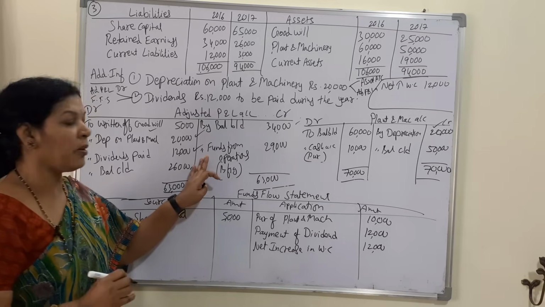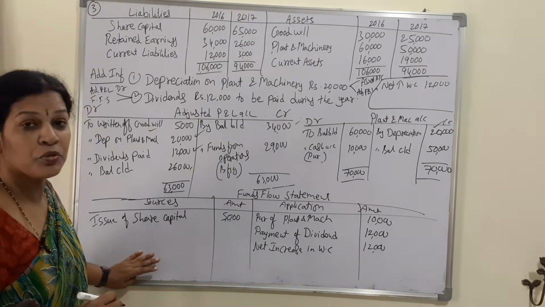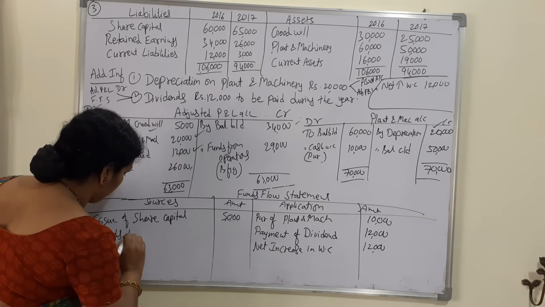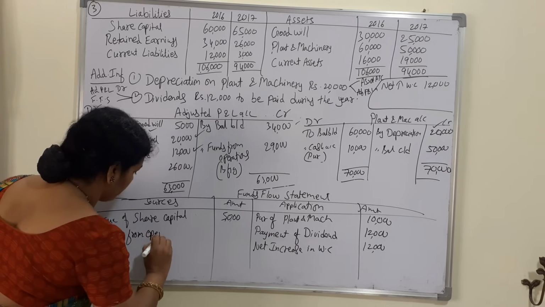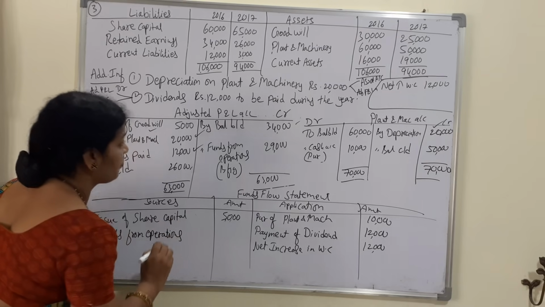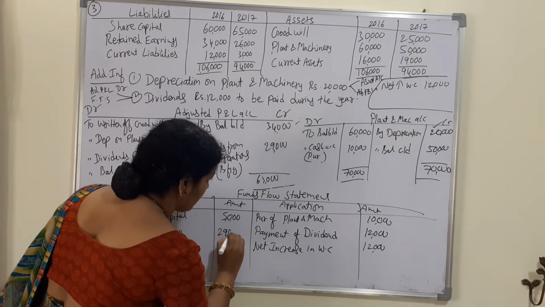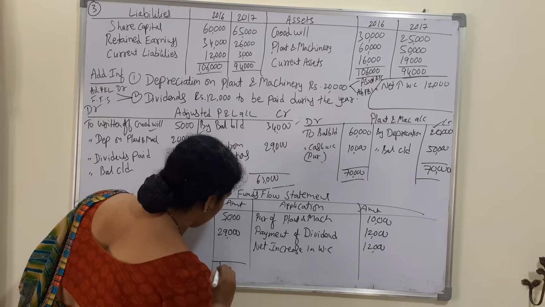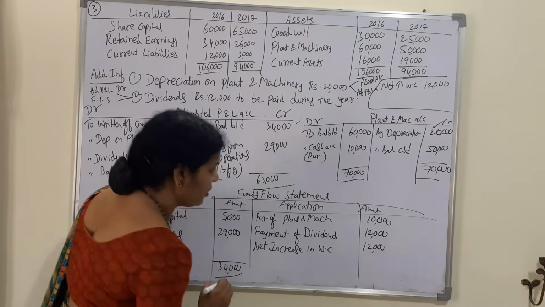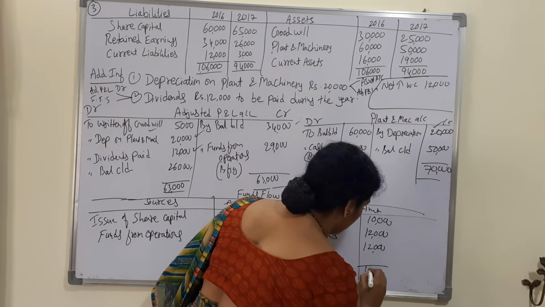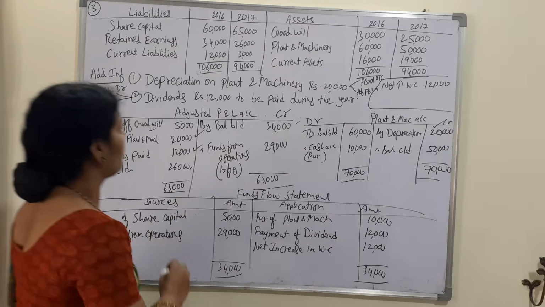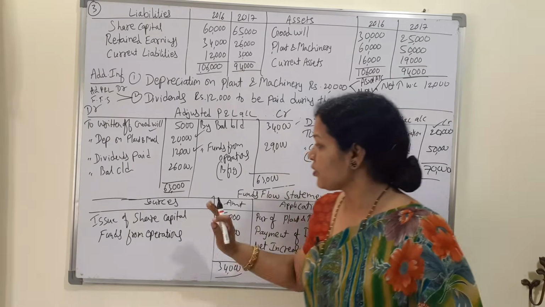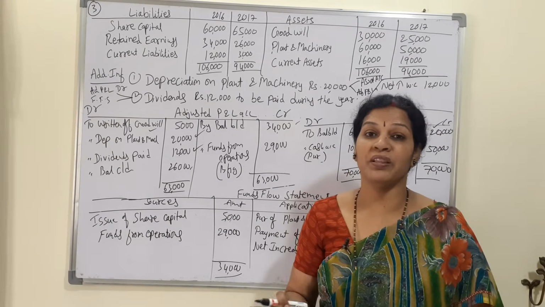Next, after that, funds from operations. Funds from operations, always it's a source. We are getting funds. So, funds from operations. How much? 29,000. Nothing else to write, we just have to close it. If we close it, it is coming 34,000 here, and here also 34,000. Tallying both the sides, sources side and application side. When both the sides are equal, the problem is tallying.